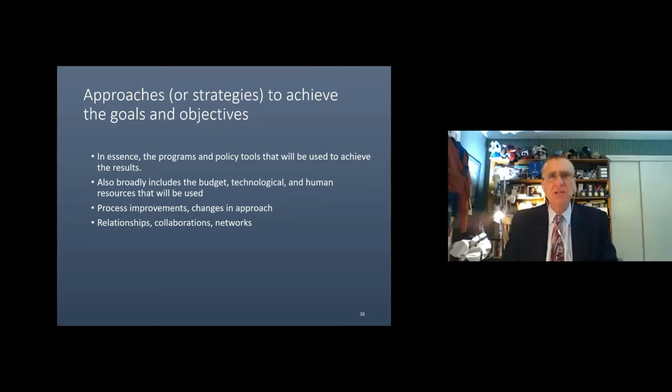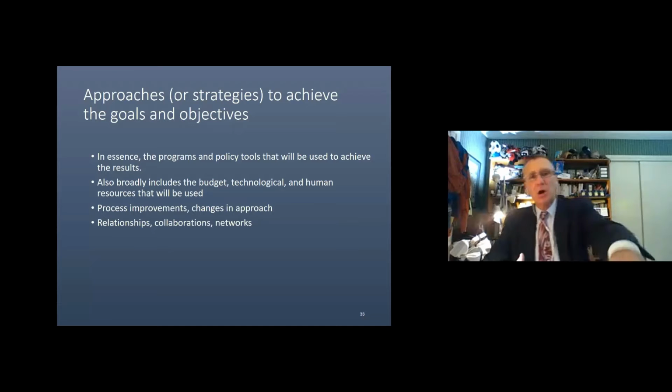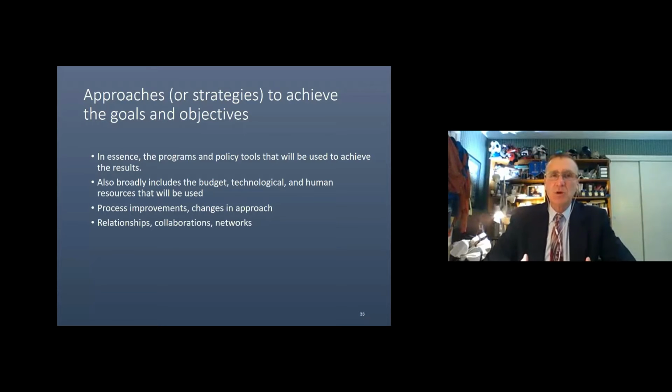Next on strategic plans are approaches or strategies to achieve those goals and objectives. This is a fairly common element of a strategic plan as well. However, under a traditional strategic plan, the strategies and approaches would be those just of your own individual organization. It would be, what do we do in order to achieve this? Much more broadly, or more successfully, are going to be the ones there on that bottom line: what are the relationships, what are the collaborations, what are the networks that are going to be in place.